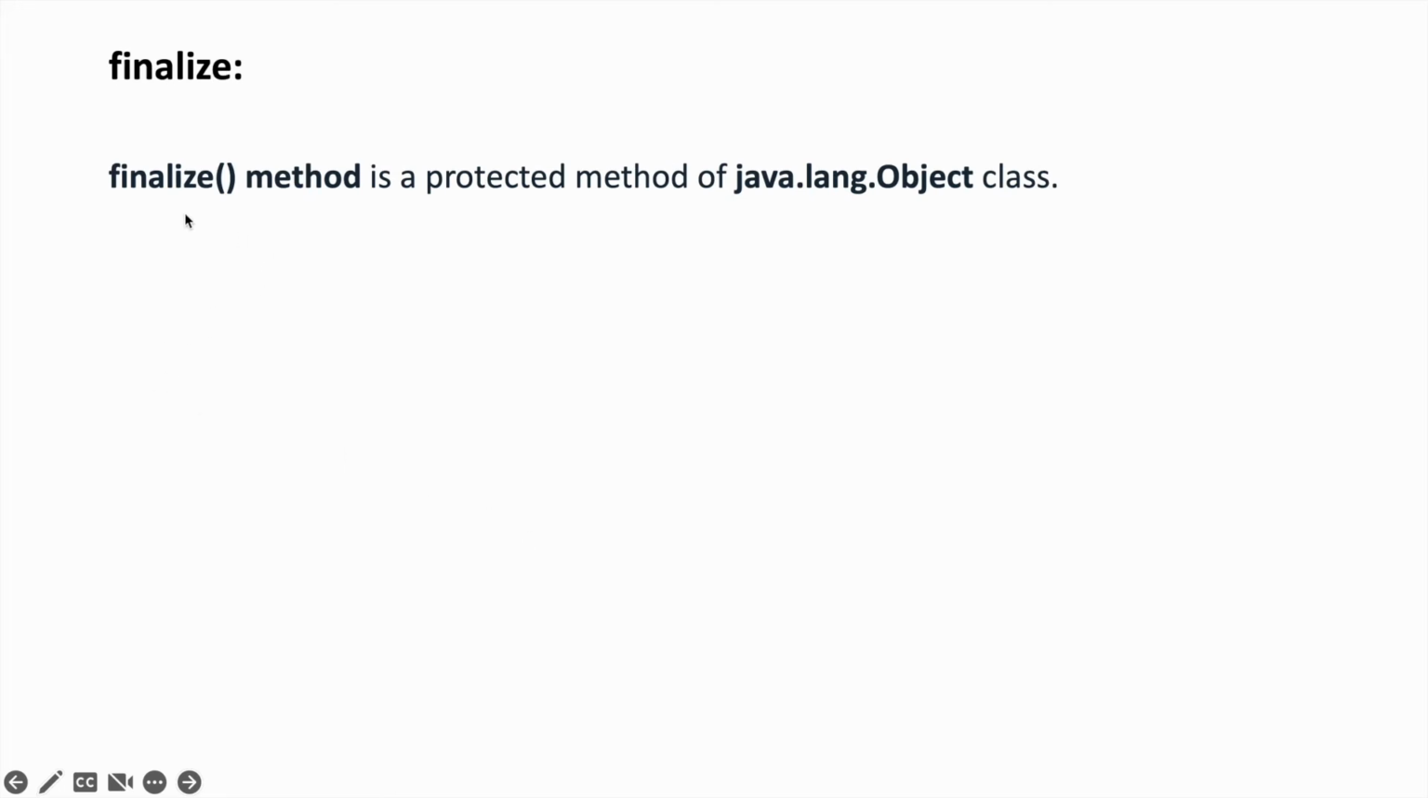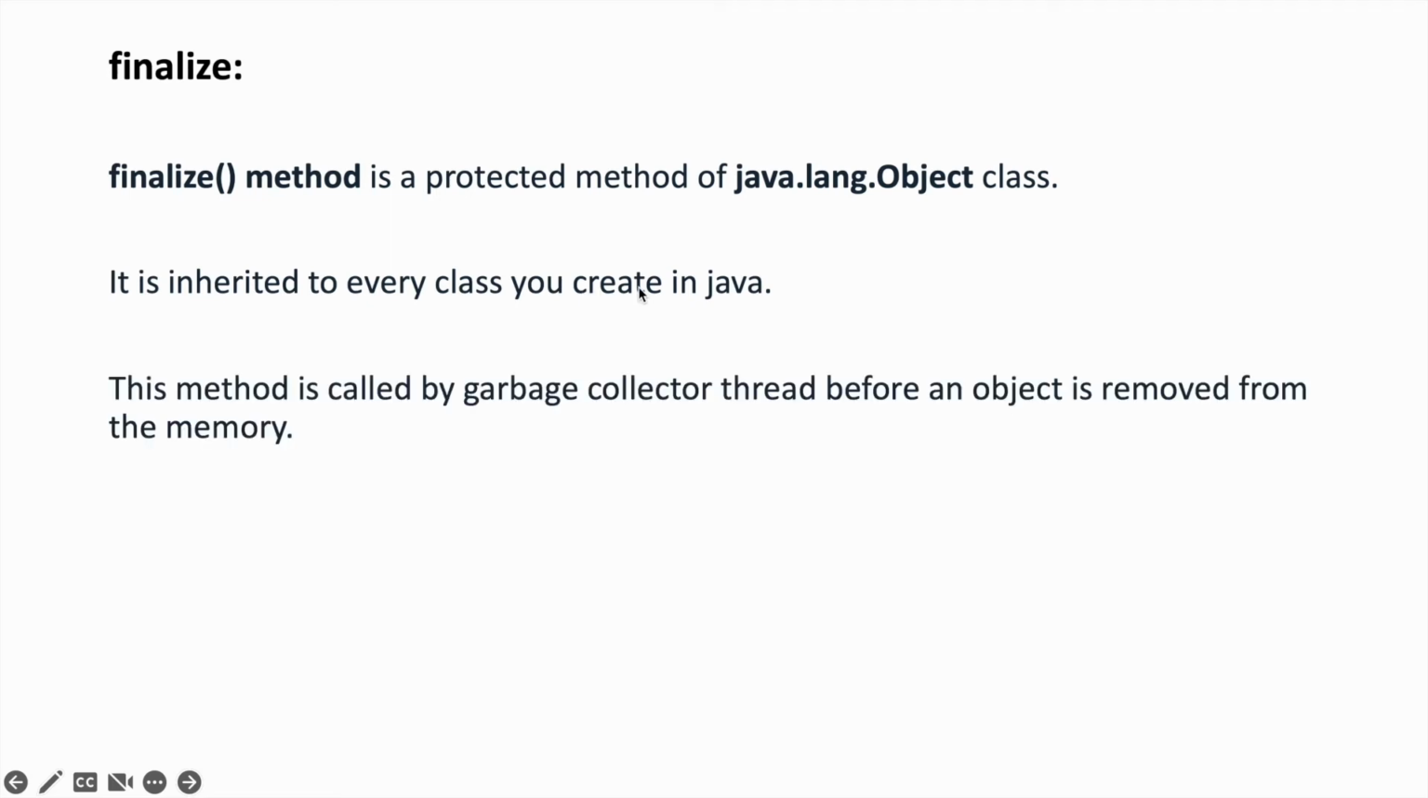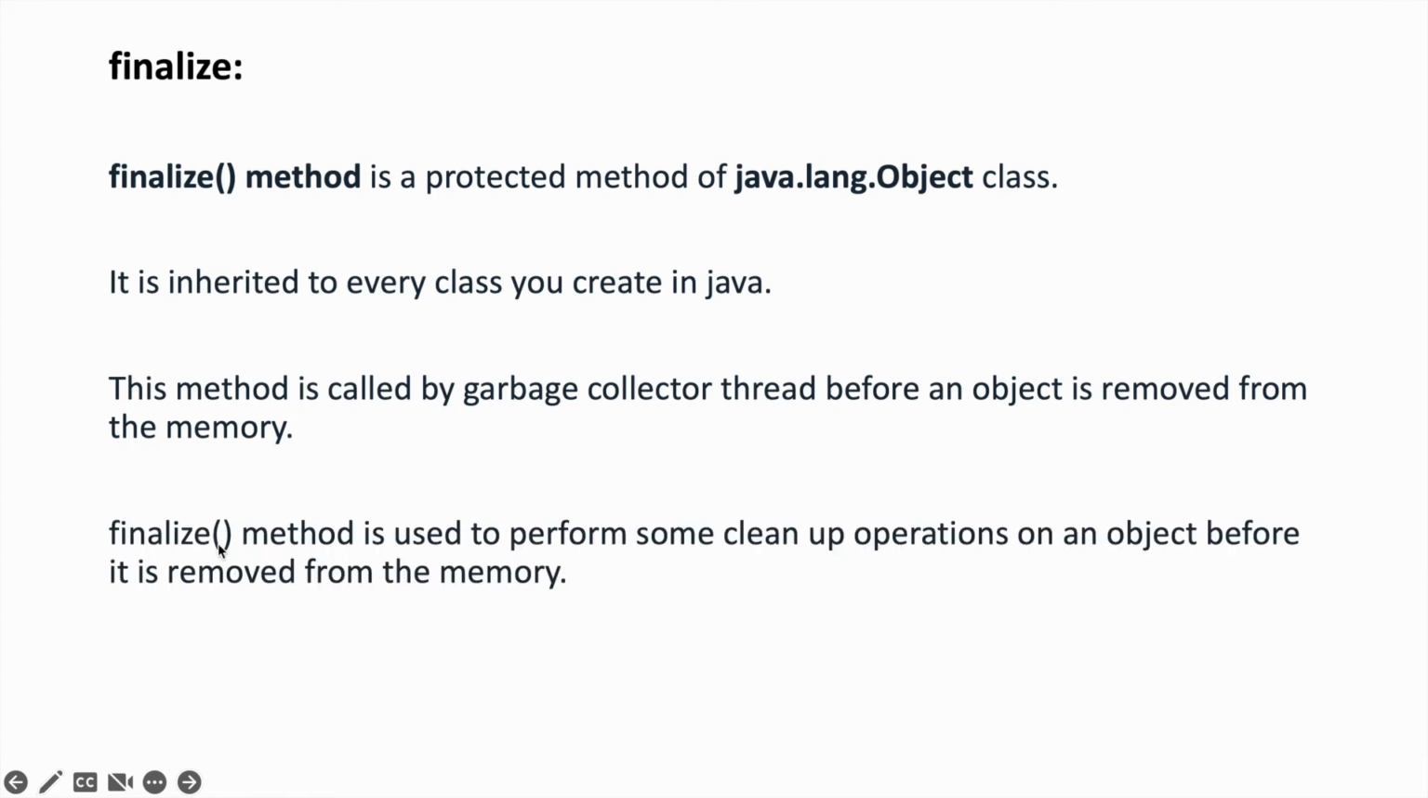Finalize. Finalize is a method from the java.lang.Object class. It is inherited by every class you create in Java. This method is called by the garbage collector thread before an object is removed from the memory. The finalize method is used to perform some cleanup operations on the object before it is removed from the memory.